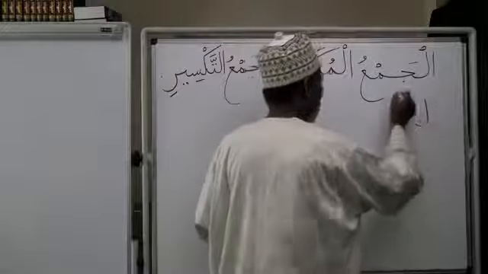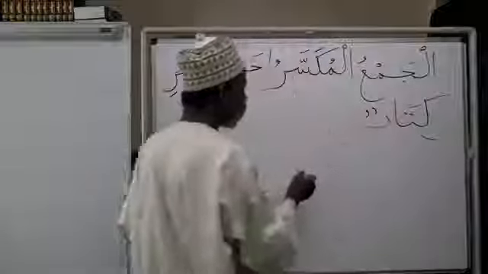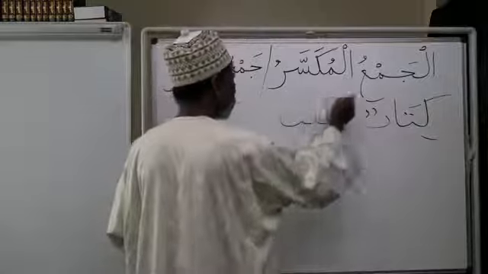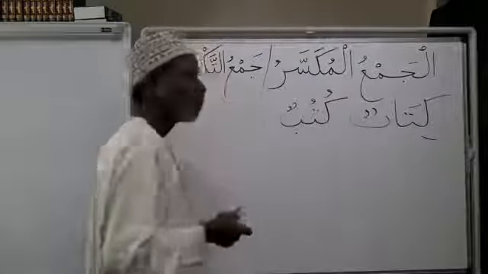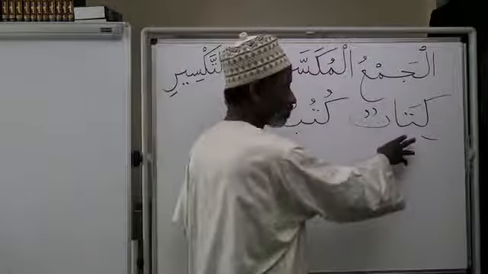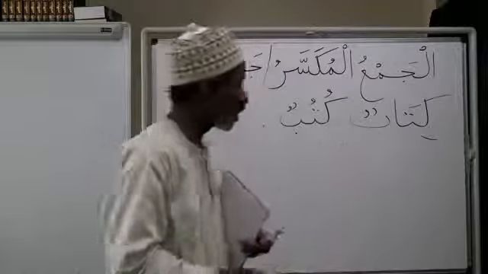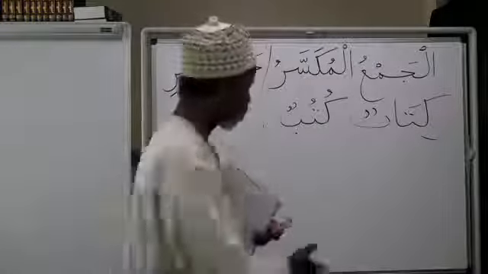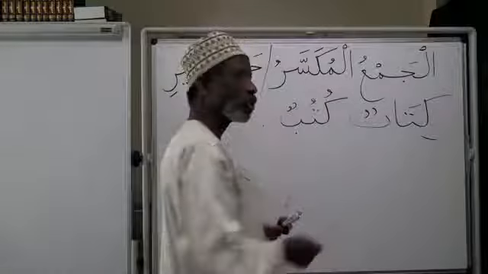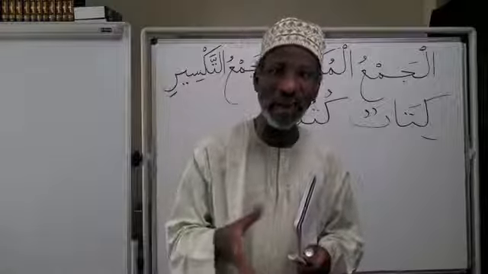So we have kitabun. The plural is kutub. You can see now in the singular we have kaf with kasra, here we have kaf with damma. Ta has a fatha with lengthening alif. In the plural, there's no lengthening and it's a damma. So the singular has been disturbed.